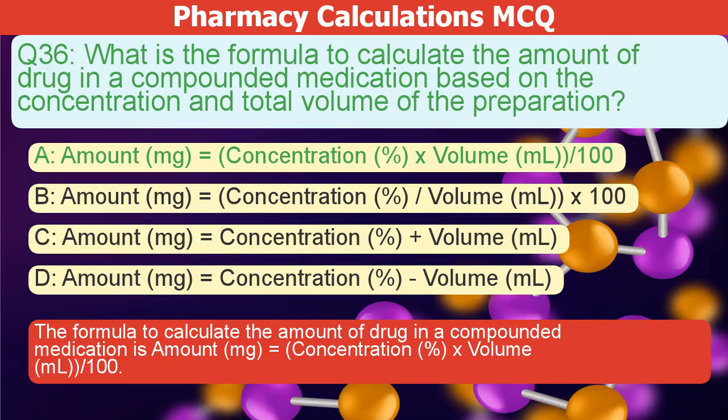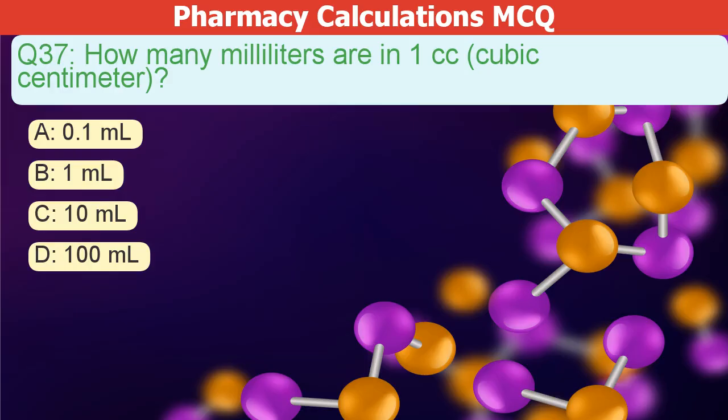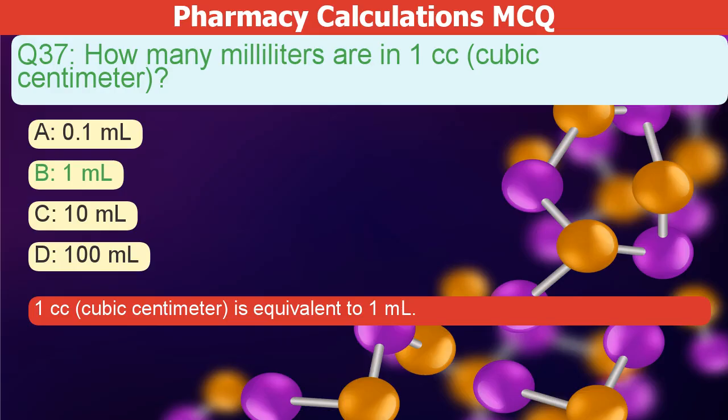The correct answer is A. Amount in milligrams equals concentration percentage times volume in milliliters, all divided by 100. How many milliliters are in 1 cubic centimeter? A. 0.1 milliliters. B. 1 milliliter. C. 10 milliliters. D. 100 milliliters. The correct answer is B. 1 cubic centimeter is equivalent to 1 milliliter.